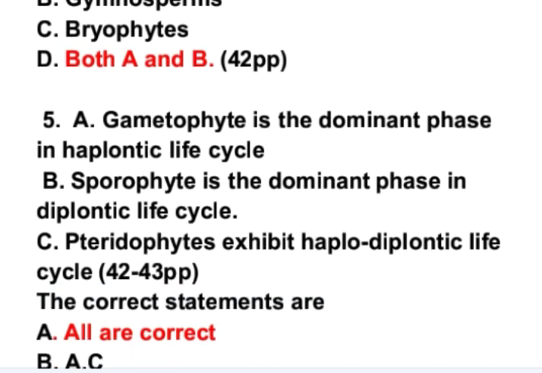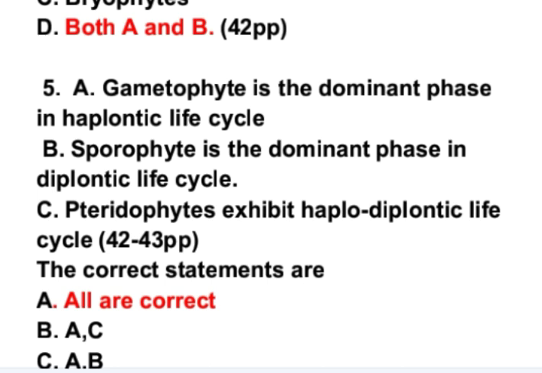Next is gametophyte is the dominant phase in haplontic life cycle. We have been given three statements. First is gametophyte is the dominant phase in haplontic life cycle. Second is sporophyte is the dominant phase in diplontic life cycle. Third is pteridophytes exhibit haplodiplontic life cycle. So we have to identify the correct statements. See, all these statements are correct, because the gametophyte is the dominant phase in haplontic life cycle. Yes, this is also correct. Second is sporophyte is the dominant phase in diplontic life cycle. Yes, this is also correct. Third is pteridophytes exhibit haplodiplontic life cycle. Yes, this is also correct. Therefore, all the statements are correct. Therefore, option A will be our choice.